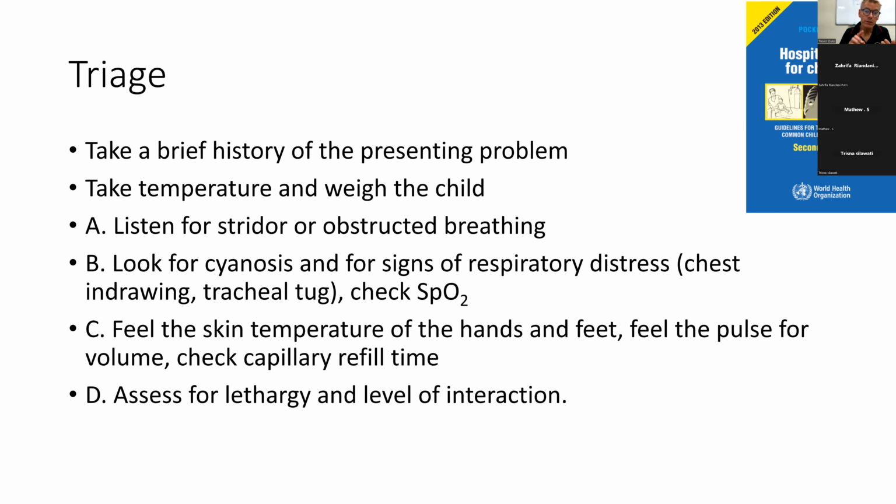So you go through the ABC. It's very simple. And if you get practiced at it, within 30 seconds or a minute you can do the airway, breathing, circulation, and disability. You can almost do them all at once, but you listen for stridor or obstructed breathing. You look for cyanosis on the lips and the gums and for signs of respiratory distress, that means looking for the degree of chest indrawing and tracheal tug.